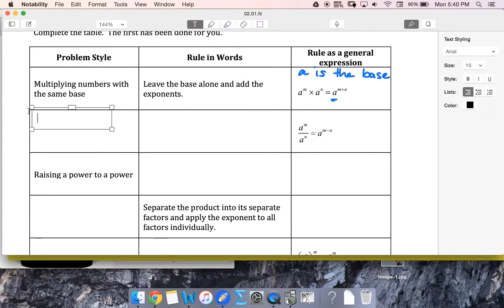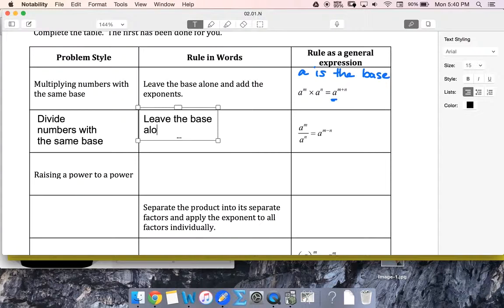So if we divide numbers with the same base, then we, much like above, leave the base alone. And this time we subtract the exponents.